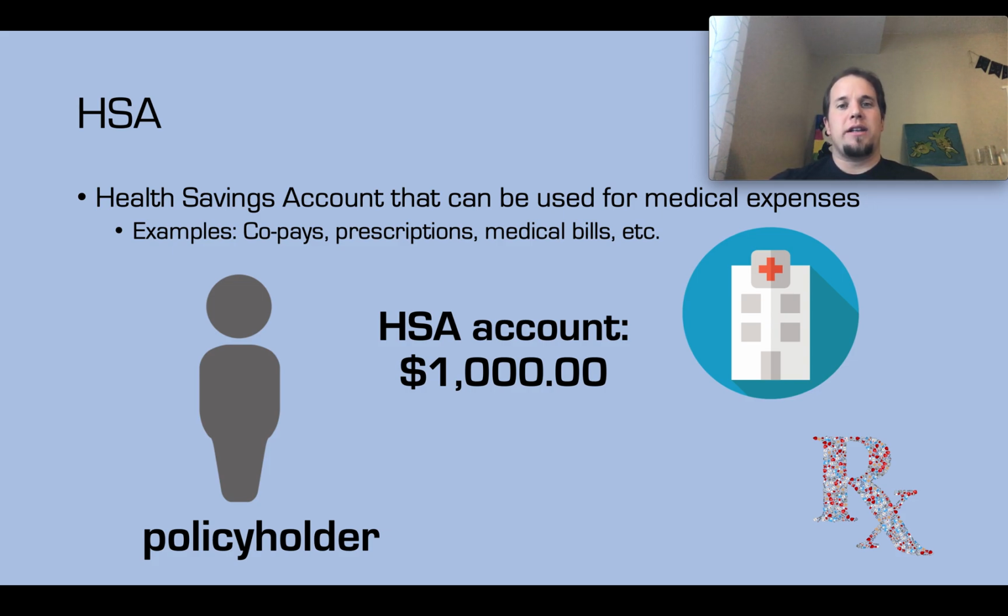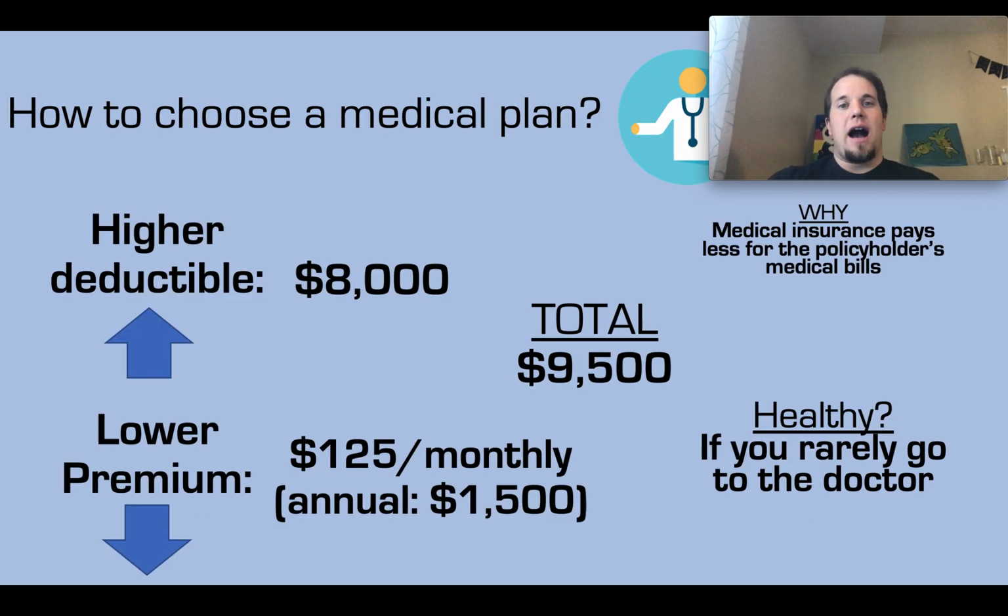So for instance, what is an example of that? You can use it for your copays, you can use it for prescriptions, medical bills, and there are also other medical things that you can purchase using the HSA. Now, how do you choose a medical plan? How do you know which one to pick and which one to avoid?